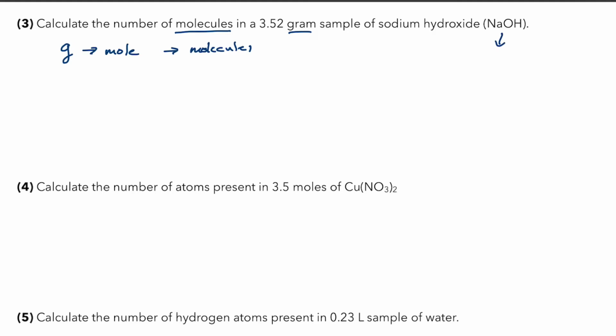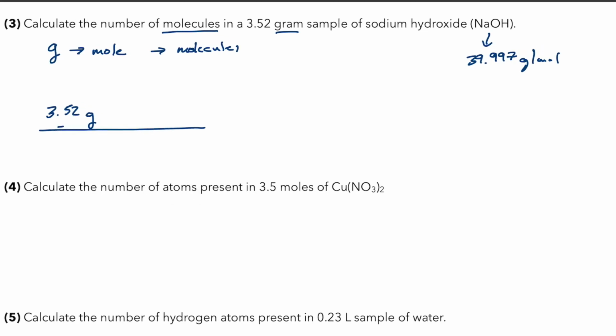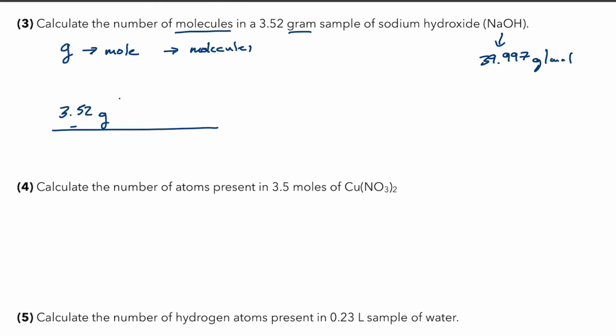So that's 22.990 plus 15.999 plus 1.008. Awesome. So that is 39.997 grams per mole. Sweet. Now let's set up our train tracks. 3.52 grams. Whoops, sorry. Shift this a little bit back over here. Grams. We need to go to moles first. 1 mole is 39.997 grams.